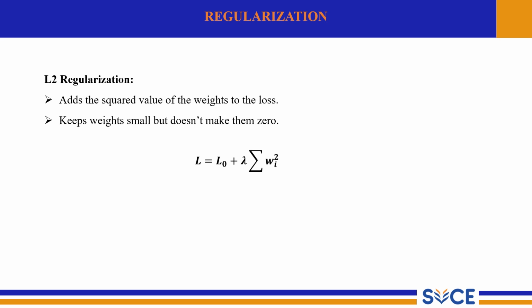L2 regularization in neural networks is a widely used technique to prevent overfitting. It works by adding the squared value of the weights to the loss function. This encourages the model to keep weights small, but unlike L1 regularization, it does not drive them to zero. The modified loss function looks like L equals L0 plus lambda times the summation of Wi squared, where L0 is the original loss, lambda is the regularization strength, and Wi are the individual weights.